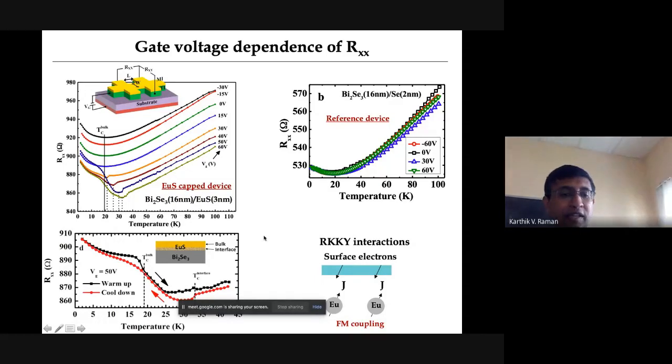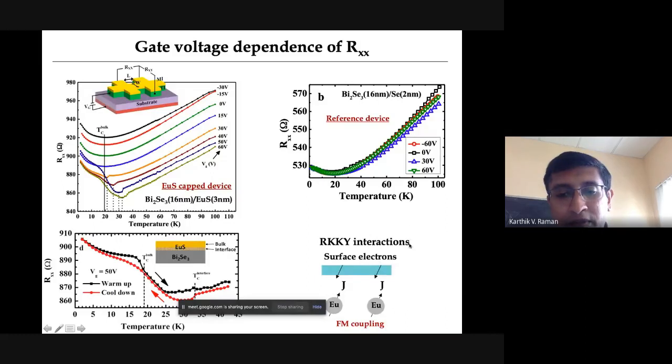This essentially tells you that when you apply gate voltage, you can induce carriers in your film, conduction electrons, and these conduction electrons interact with the europium atoms. So in this simple picture, you have europium atoms which are localized spins, and you generate these surface electrons, which are highly conducting, and they can couple and give rise to an indirect exchange between the two localized 4f spin states of your europium atoms. This exchange coupling essentially gives rise to an enhancement in the Curie temperature of europium sulfide. This is one of the first results confirming that there is indeed an RKKY type interaction at the bismuth selenide and EuS interface.